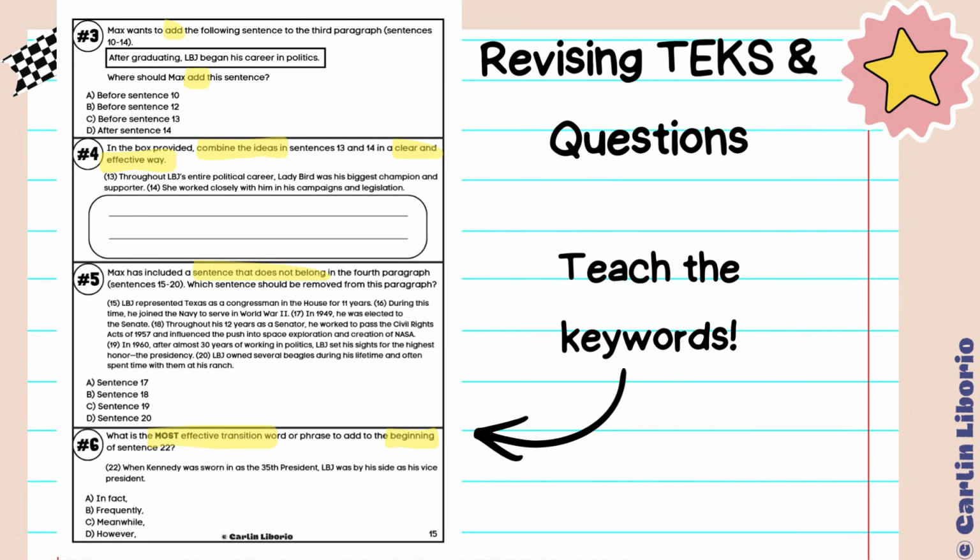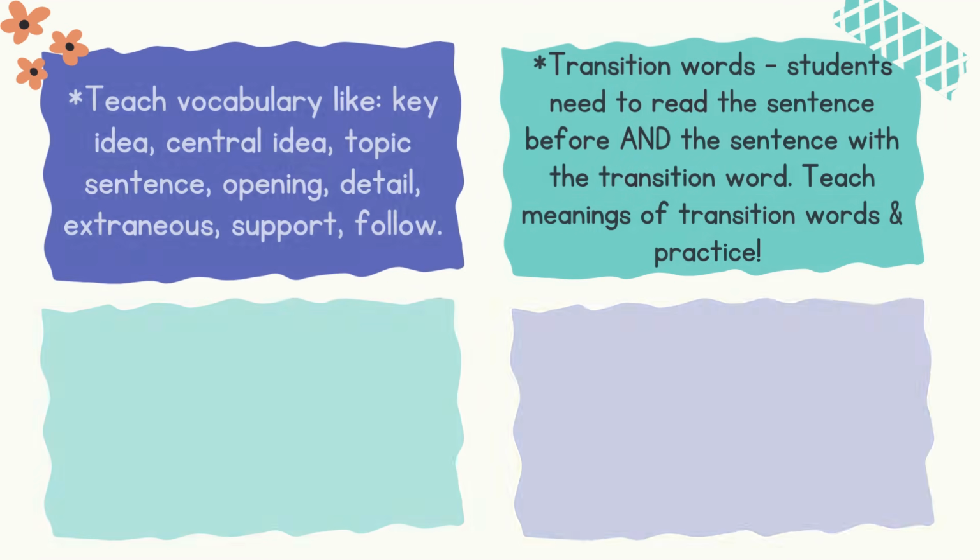Number 5, he's included a sentence that doesn't belong. Which sentence should be removed from this paragraph? Number 6, what is the most effective transition to add to the beginning of sentence 22? So when we're doing these, we want to not just look at sentence 22, we want to also go back and look at sentence 21, because the transition is going to have to make sense in between those two sentences.